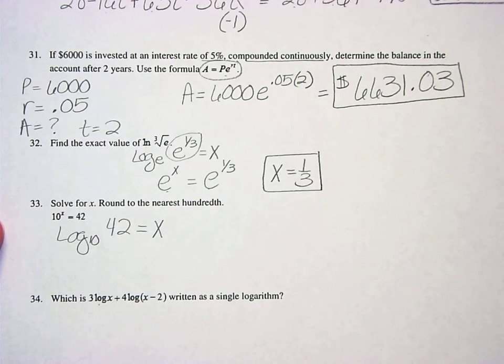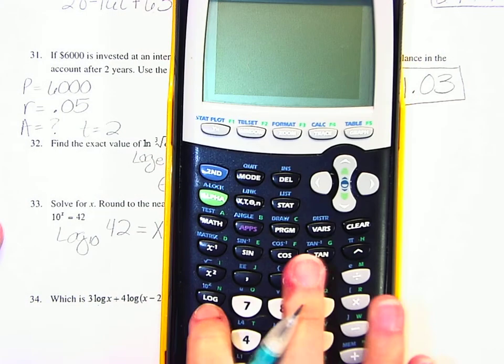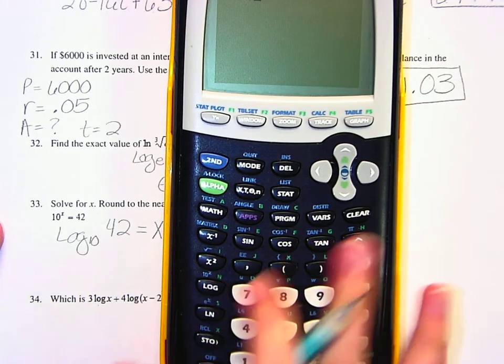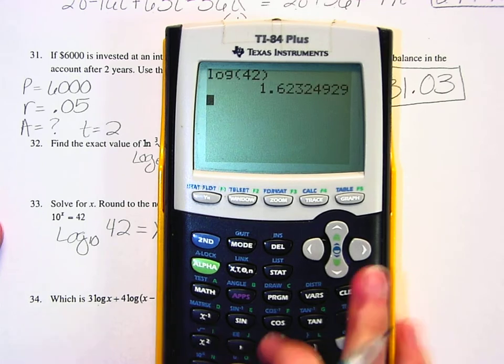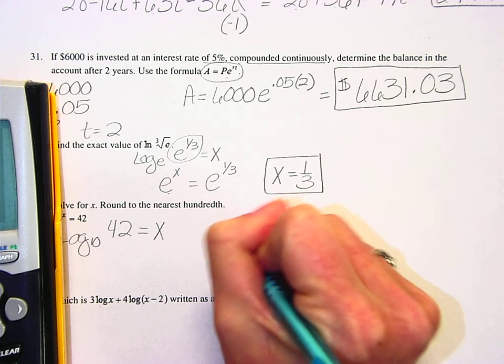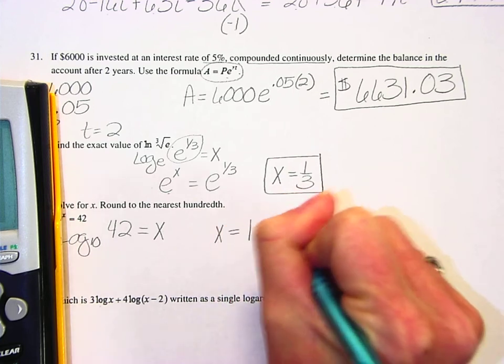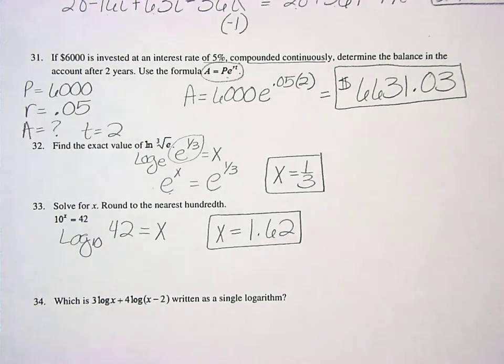So back on my calculator, a log base 10 is the log button. That's what this represents right here. So I'm just going to use my log button right there, and I'm going to type in 42. And it tells me to round to the hundredth place, so that's going to be 2 decimal places. So that's going to be 1.62. So normally we round to 3 decimal places, but be sure you read the directions.